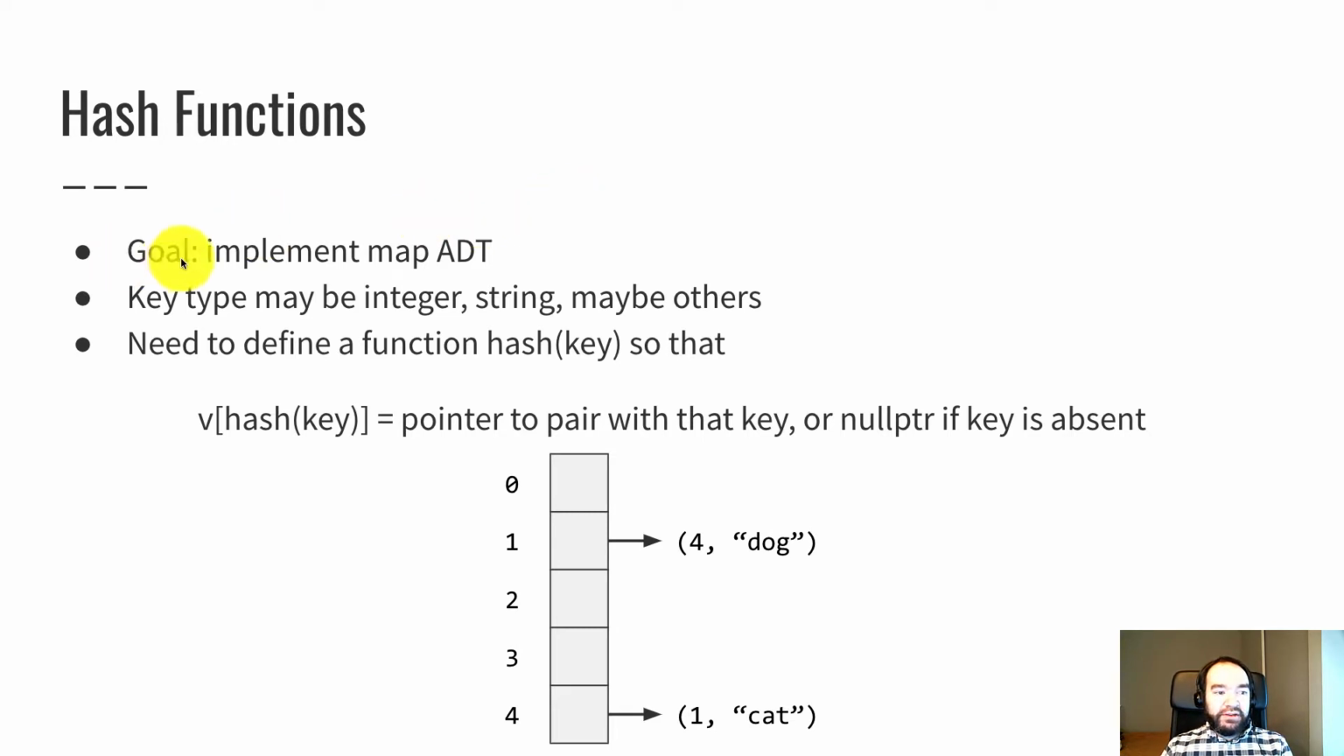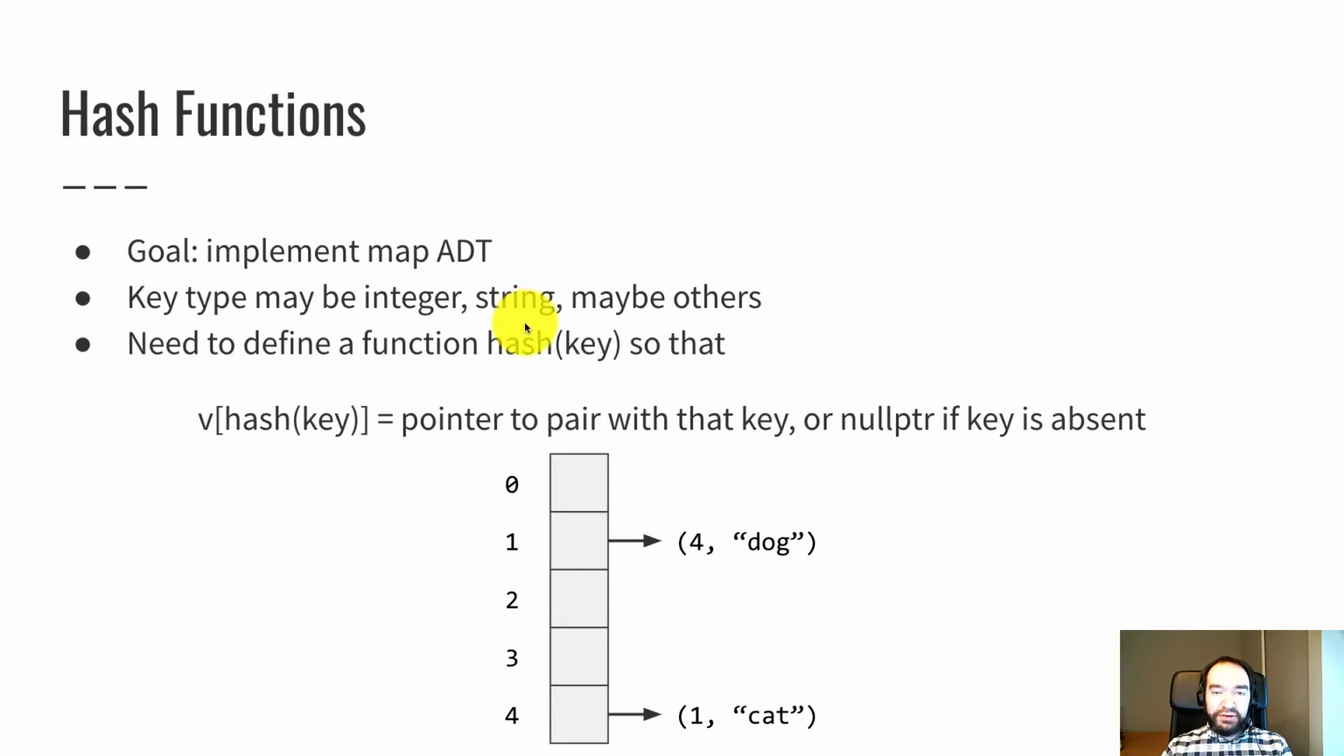So the goal is to implement the map abstract data type. We want to be able to find based on keys, insert pairs with keys and values, and erase based on keys. The key type will be some abstract data type, often in practice an integer or string, but maybe it could be a different data type.